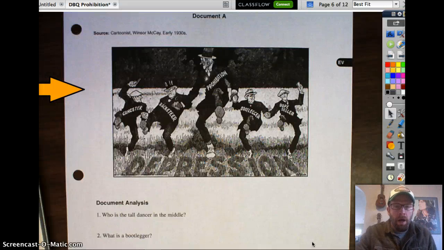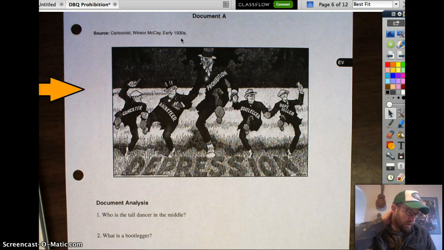Hey everybody. Go ahead and open your packet to document A right now. This video is only going to be for document A. I want you to take a look at the source. This is from a cartoonist named Winsor McCay from the early 1930s. Quick side note, Winsor McCay was one of the main cartoonists for Walt Disney cartoons and movies at the time, which is kind of interesting.